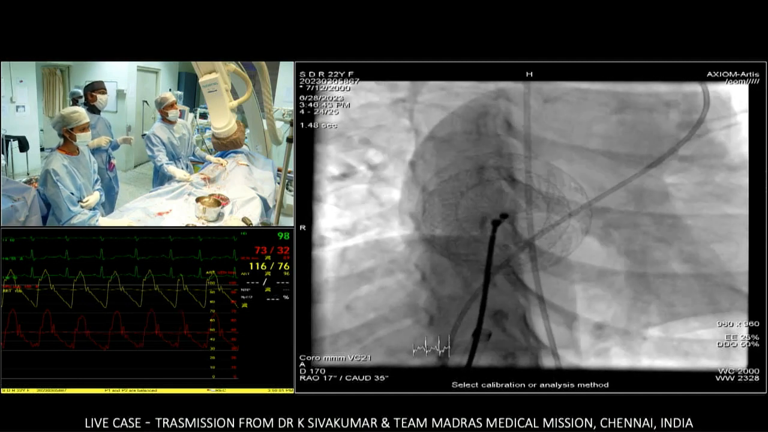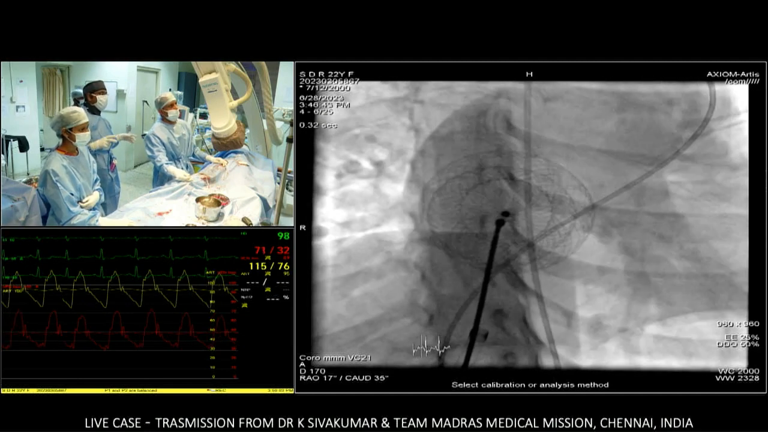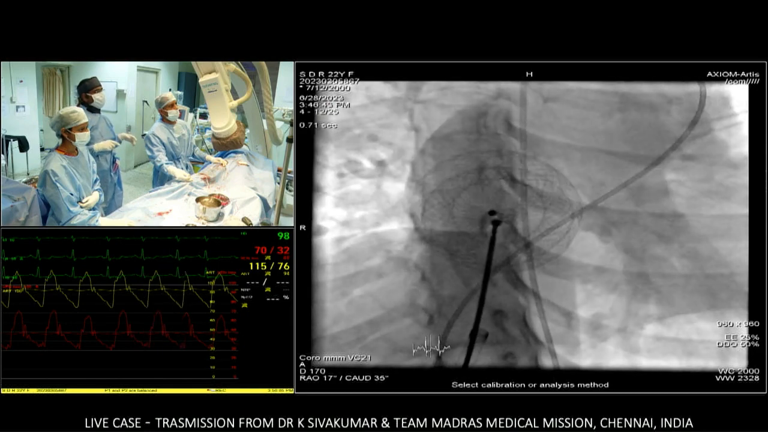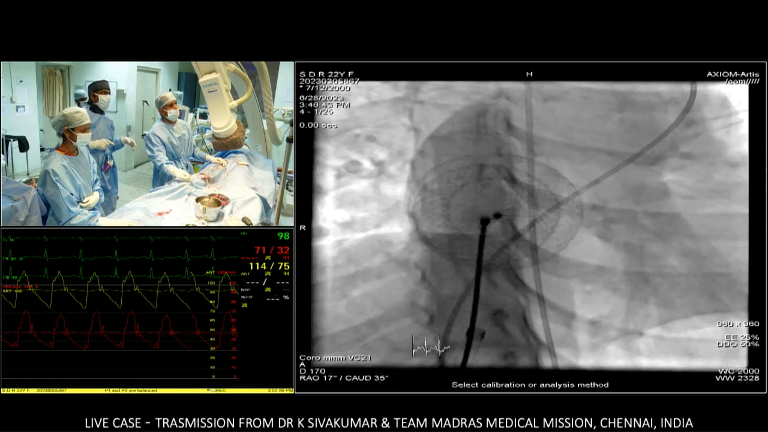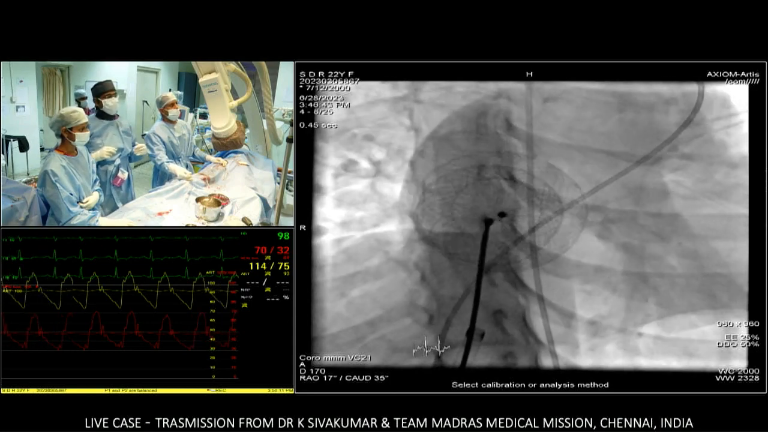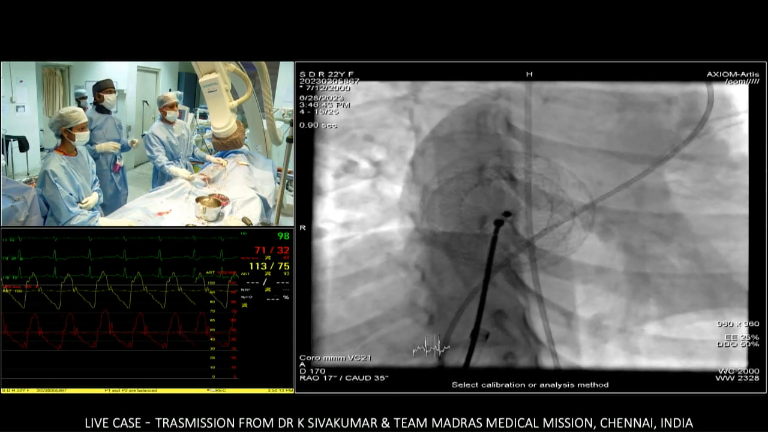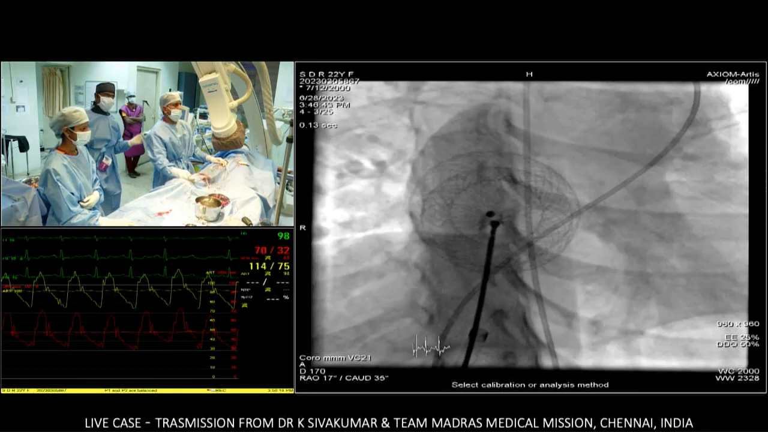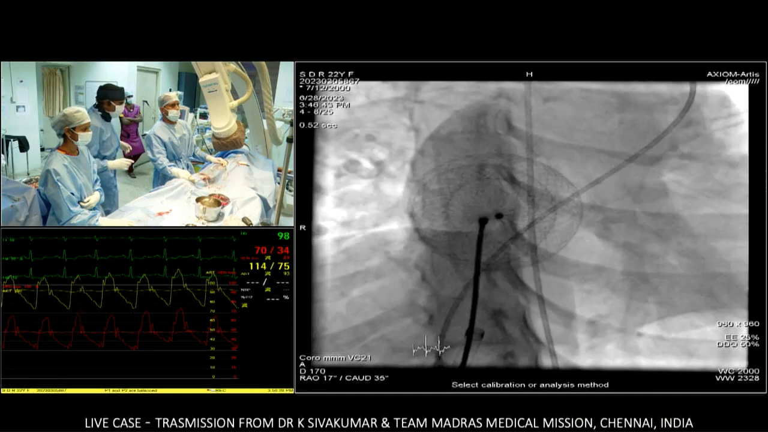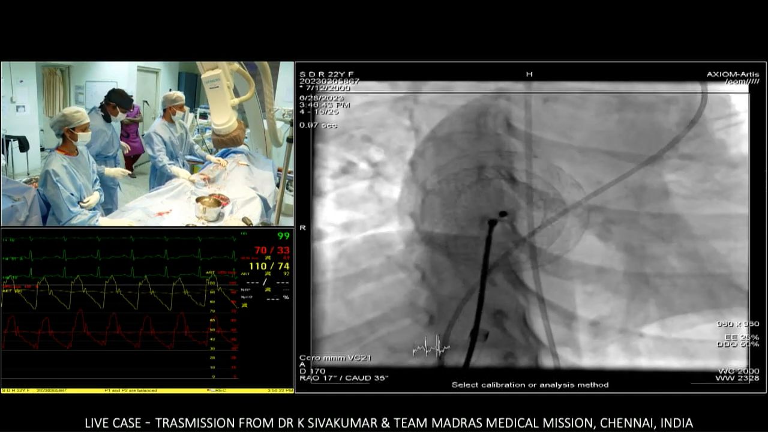I would like to be safer on the device, because the last thing that I want in this patient is a device that gets embolized or a device that gets malpositioned. So I intentionally oversized by plus 4 in order to make the device pretty stable. This is a patient where there is a lot of hemodynamic disturbance, and I don't want an additional one. Come to AP and release the device now.